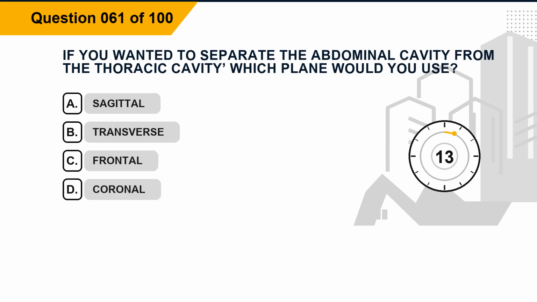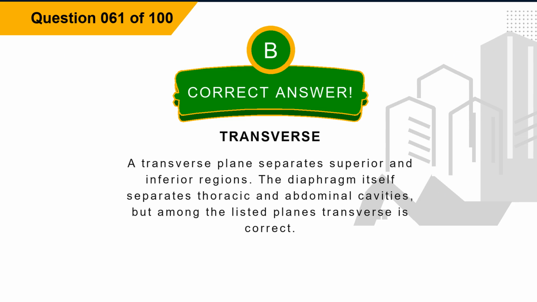Question 61. If you wanted to separate the abdominal cavity from the thoracic cavity, which plane would you use? Option A, sagittal. Option B, transverse. Option C, frontal. Option D, coronal. The correct answer is option B, transverse. Explanation: a transverse plane separates superior and inferior regions. The diaphragm itself separates thoracic and abdominal cavities, but among the listed planes transverse is correct.